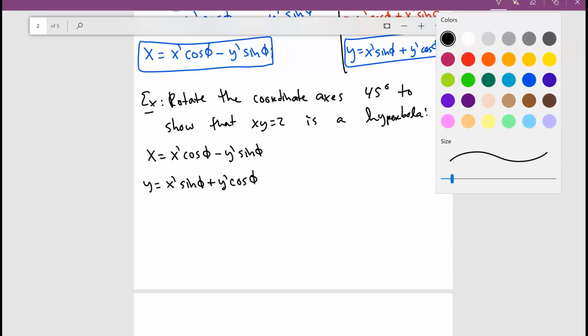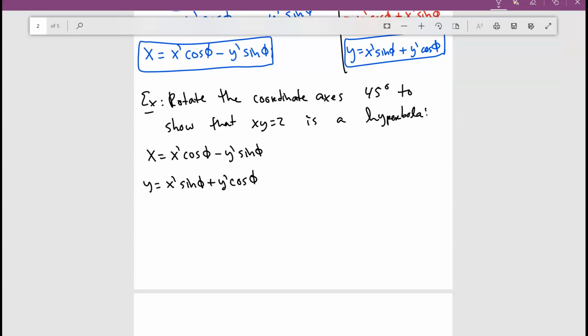And we know what phi is. Phi in this case is 45 degrees. So this is going to be equal to x prime cosine of 45 degrees minus y prime sine of 45 degrees. And cosine and sine of 45 degrees is just going to be square root of 2 over 2.